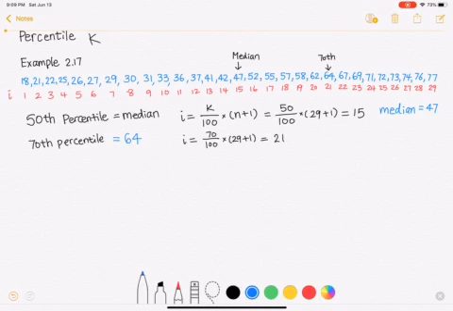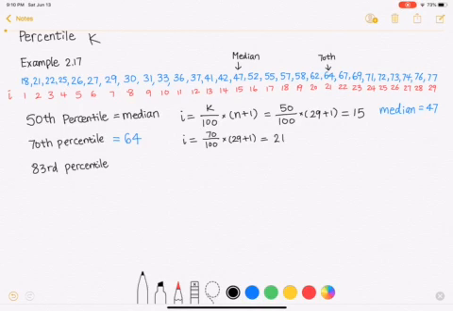Now let's work on a slightly complicated, or not so intuitive, problem: the 83rd percentile. What number is at the 83rd percentile? We know we don't have 83 numbers. So the 83rd percentile might not necessarily be one of the numbers in the list, but the formula is going to tell us where it is.